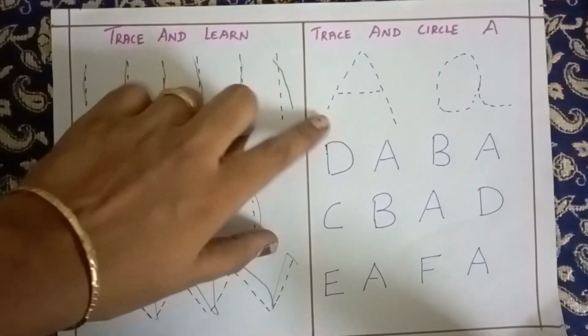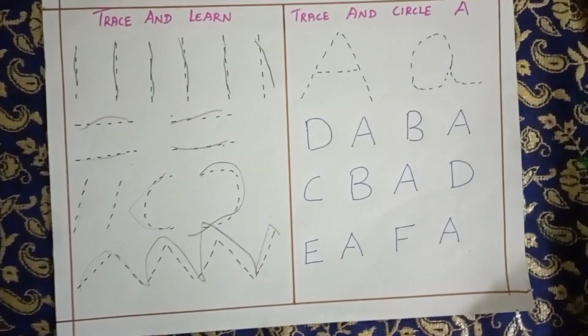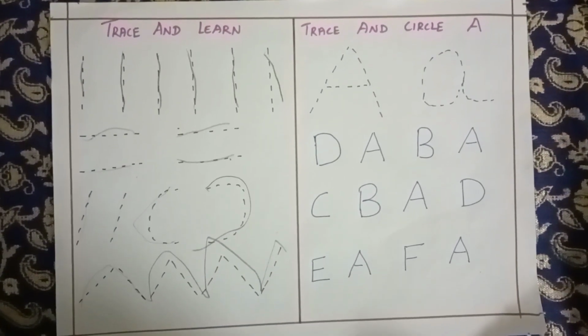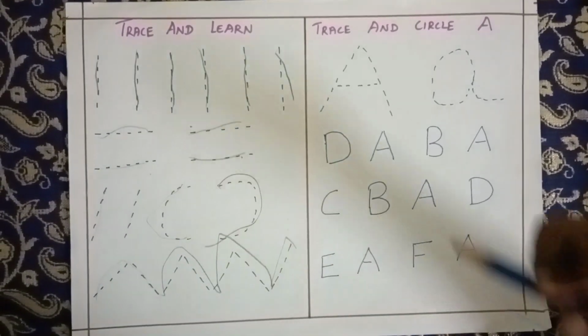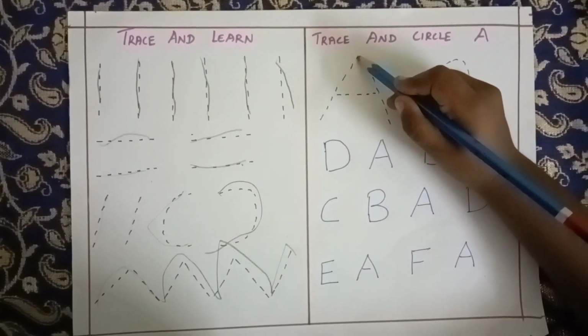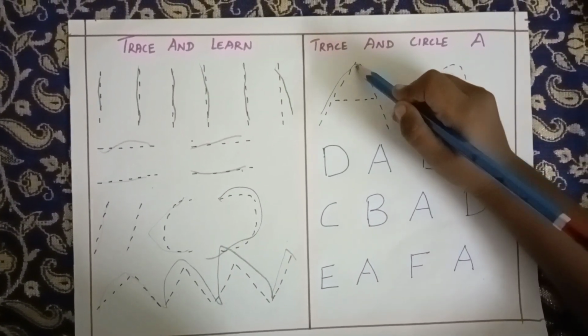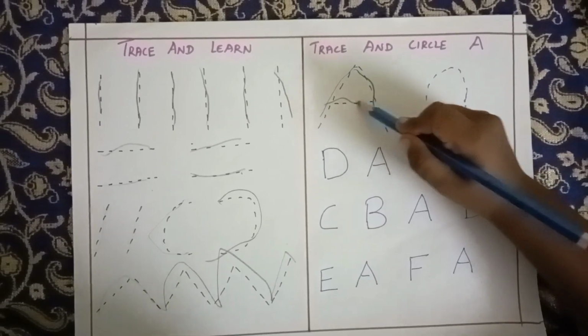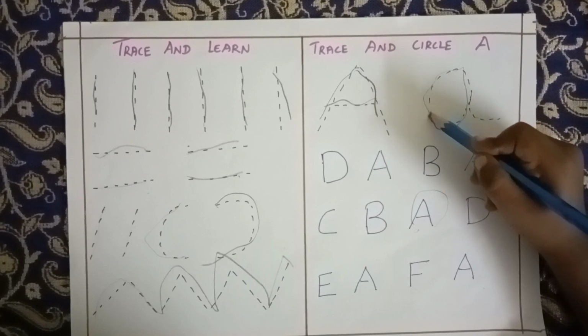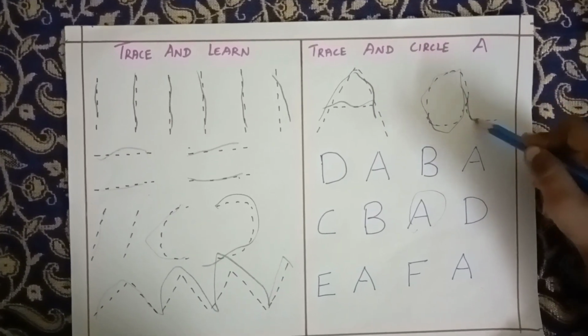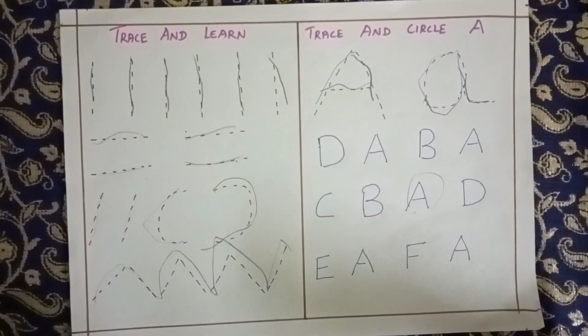Okay, baby, what letter is that? A. Okay, here you have to trace A and circle all the A's, okay? Do it, baby. So close. What letter is this? A. Okay, circle all the A.